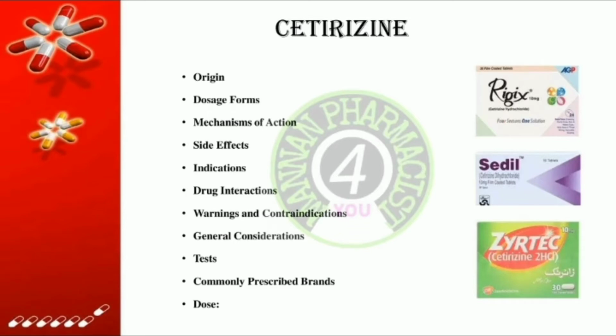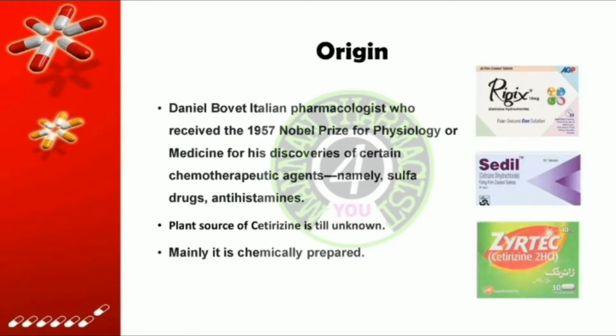Now I will discuss the drug that is most commonly used, which is cetirizine. Origin: Daniel Bovet, Italian pharmacologist who received the 1957 Nobel Prize for Physiology or Medicine for his discoveries of certain chemotherapeutic agents, namely sulfa drugs and antihistamines. The plant source of cetirizine is still unknown. Mainly it is chemically prepared.